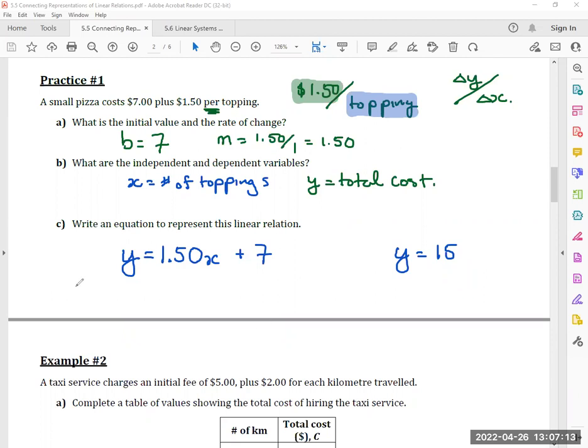Plug it in. x is equal to 4 toppings on this pizza. How much is it? Do the math, take out a calculator, $1.50 times 4 plus 7. That's 13. Who's making more money? Right. When will this be cheaper? Or sorry, when will that actually be cheaper?